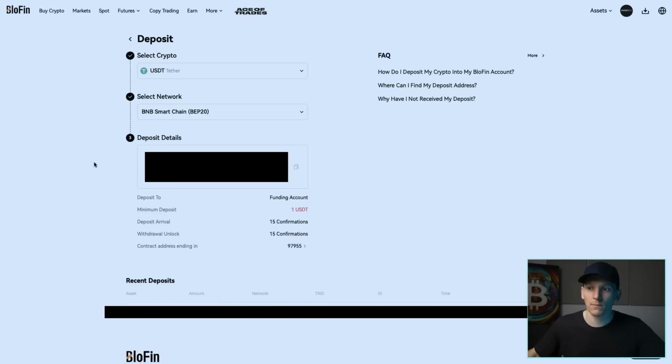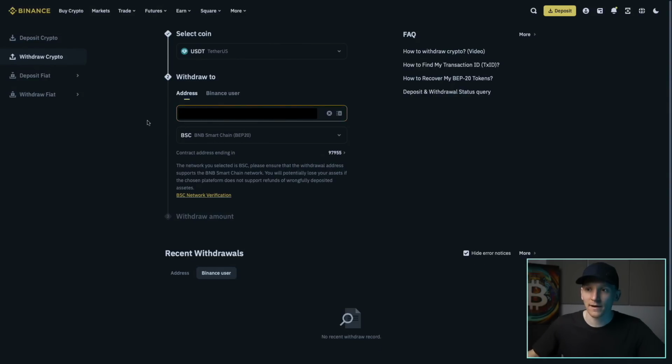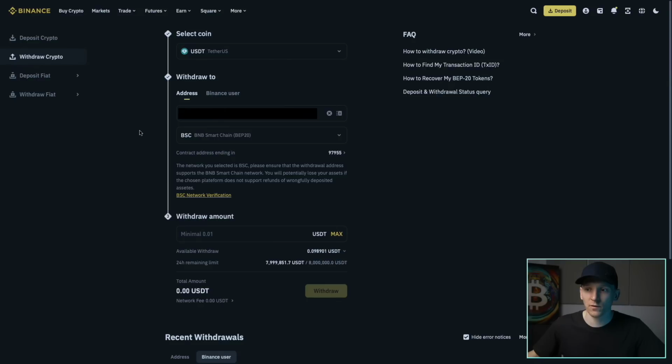Then it's going to give me my deposit address. This is my address for USDT on the BNB Smart Chain. So I'm going to copy that, go back into my Binance account and paste in my address here. And it's going to check it. And if everything is okay, it's going to give me the ability to withdraw, which it is right here. So same asset, same blockchain, and I'm going to withdraw an amount over from Binance into my Blofin account.